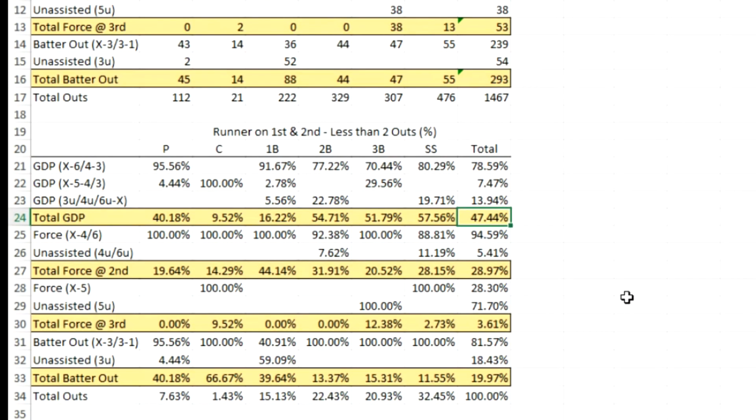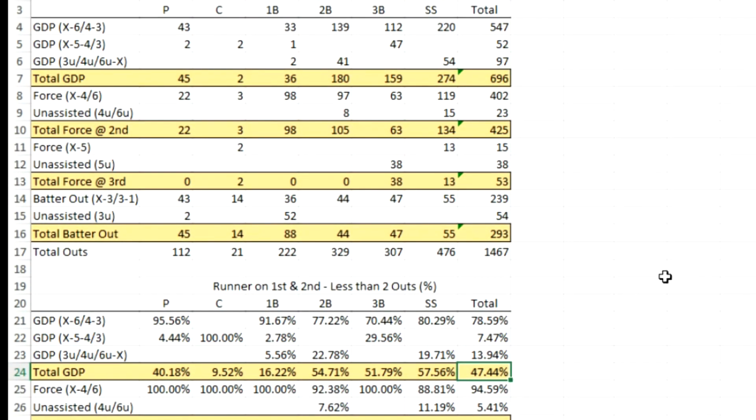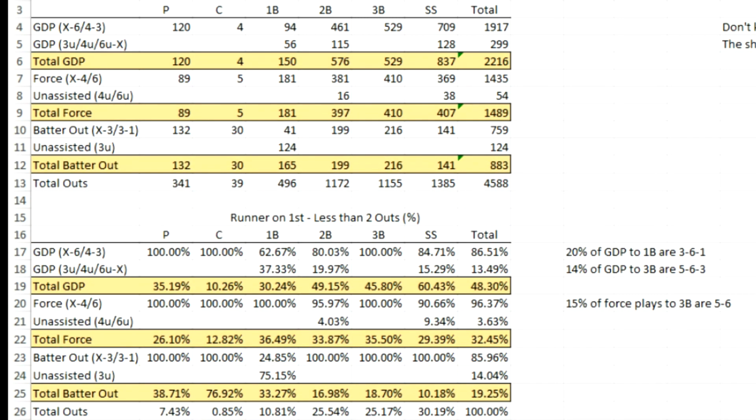So let's get to some highlights and analysis. Now, if we go back to the runner on first groundouts, there were a little over 7,000 groundouts with runner on first only.